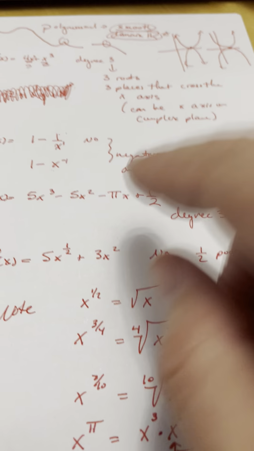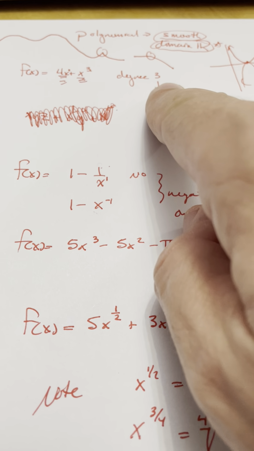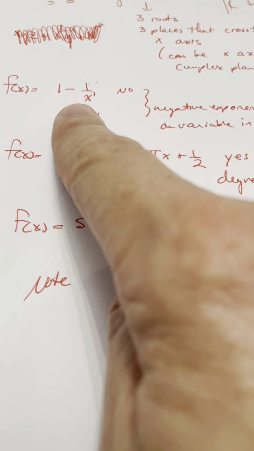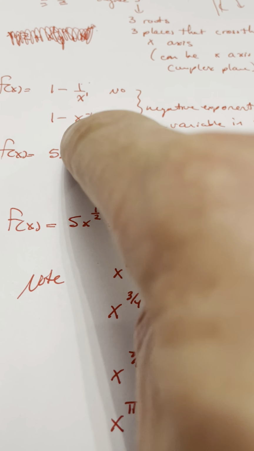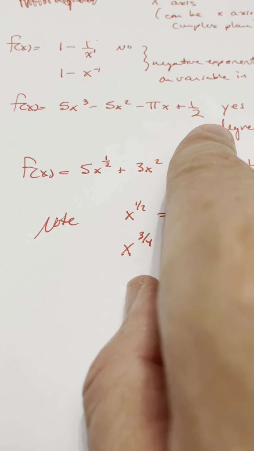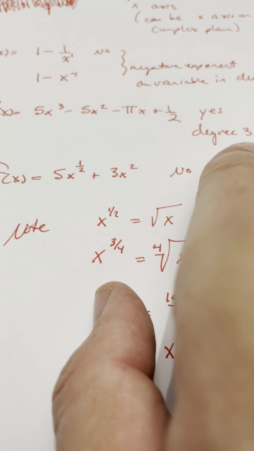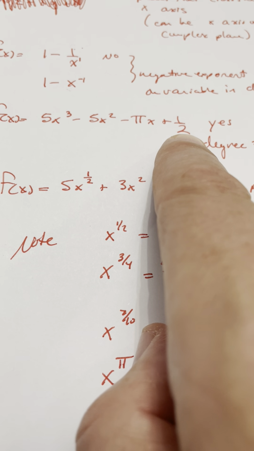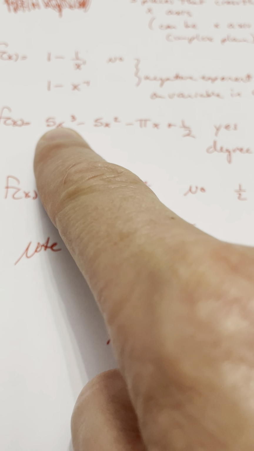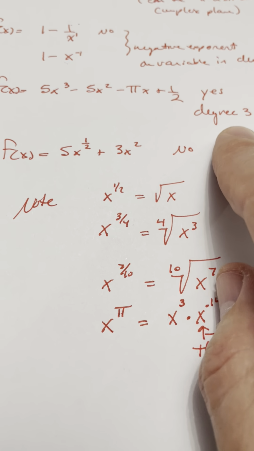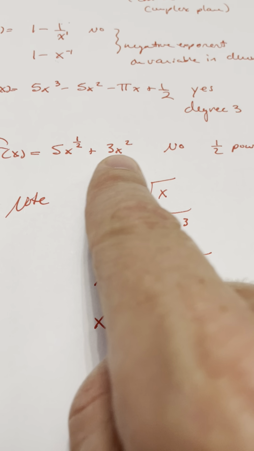All right, so polynomial, yes, degree 3. The degree of that term is 3, the degree of that term is 1. Polynomial, no, because the exponent here is a -1. Is this a polynomial? The answer is yes, and the degree is 3. Now, the degree of that term is 3, the degree of that term is 2, the degree of that term is 1, the degree of that term is 0. And we take the degree of the term that has the highest degree, so the degree is 3. Okay, I have 5x to the 1/2 plus 3x squared.